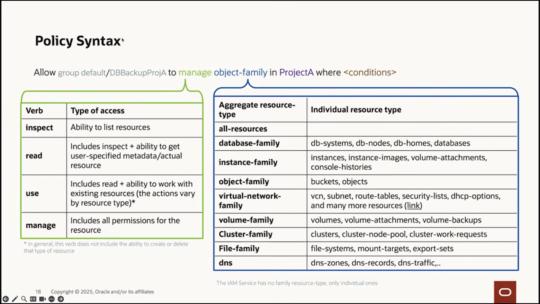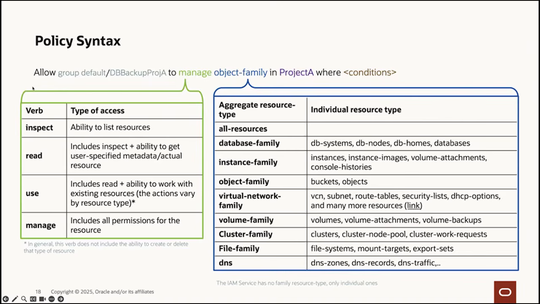And this is the syntax. So you're allowing a group. So in this case, DB backup project A, and then you specify the type of access. So to do what? To manage, to use, to read, to inspect. Manage is going to include all of the permissions for the resource, and then inspect is essentially just the ability to list resources.